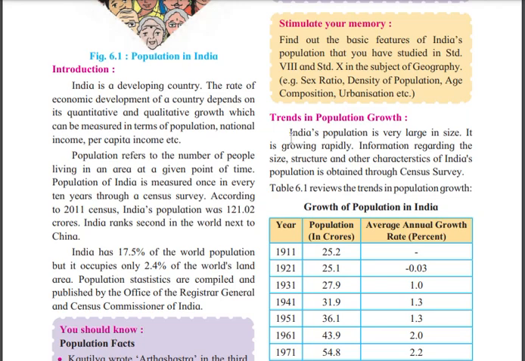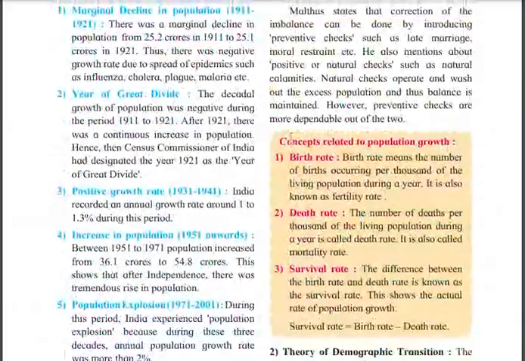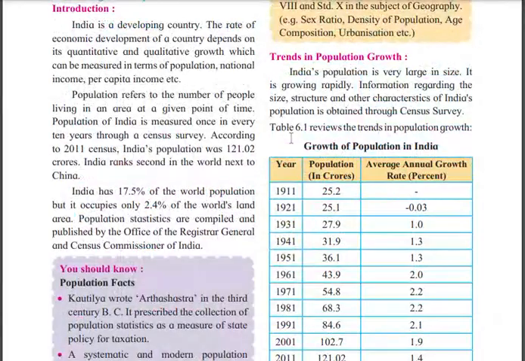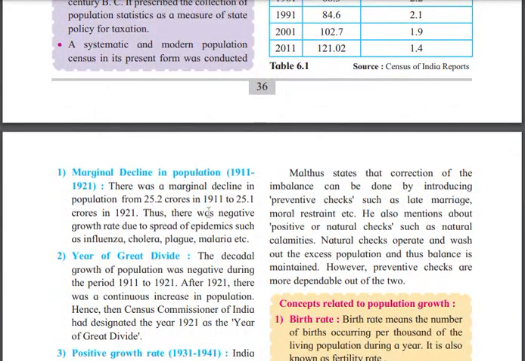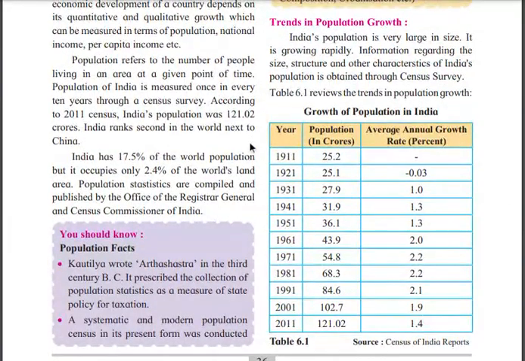So, the trends in population growth we are going to learn now. Whatever the growth, the trends are based on this data. What you can see is a marginal decline in population. If you see from 1911 to 1921, there is a decline in the percentage of annual growth rate.